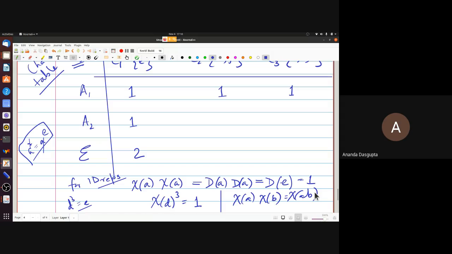Even if you don't remember the multiplication table for this particular group, I don't expect you to remember that. But I do expect all of you to know this simple geometric fact. If you reflect about 2 different lines, what is the net result?